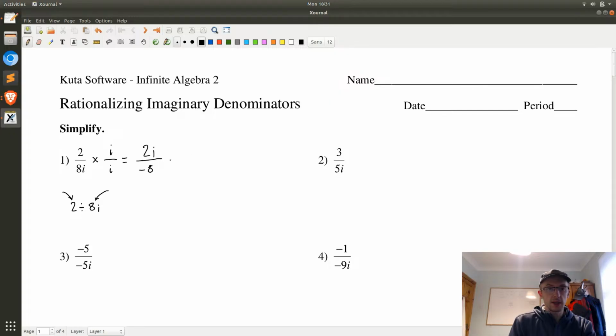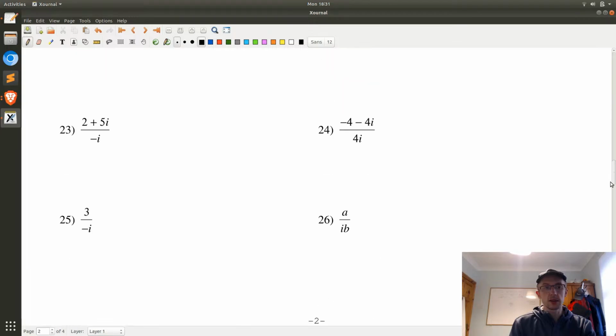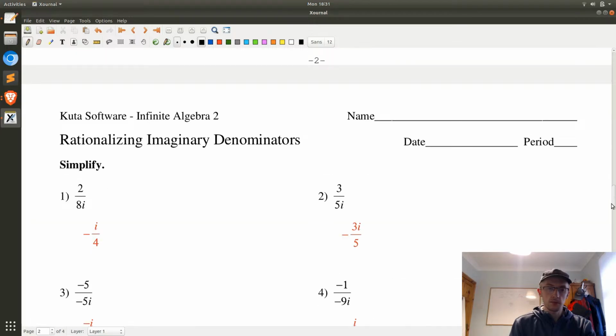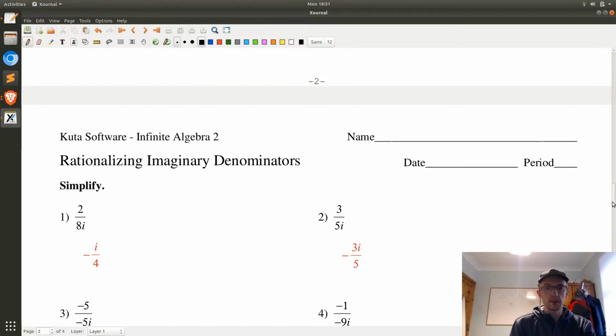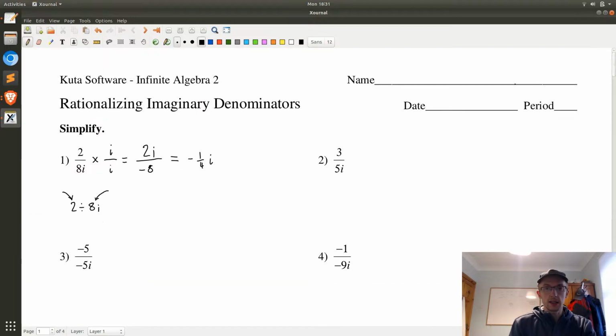There, just like that. And then this here should be negative a quarter i. So 2 divided by 8i is negative a quarter i. Let's check that that's right. Brilliant. Or negative i over 4. That's another way to do it.